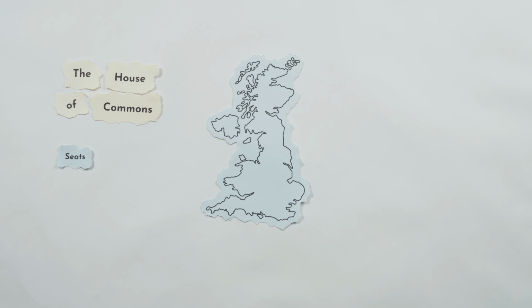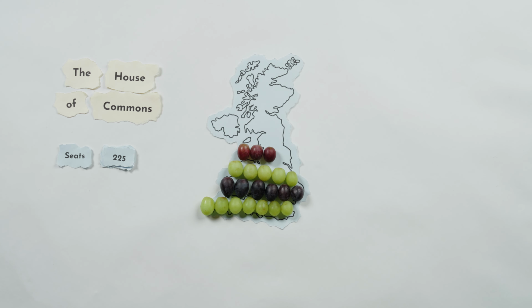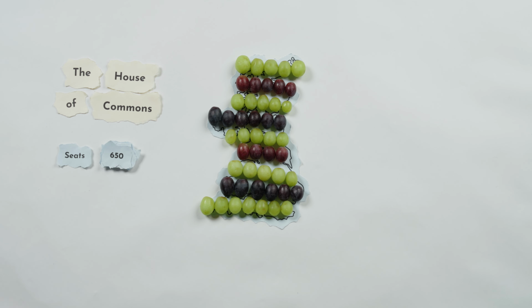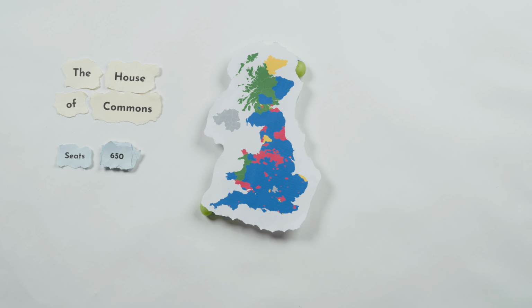This much more familiar house is home to the elected members of Parliament, or MPs, each representing one of the constituencies in the UK. Across England, Scotland, Wales and Northern Ireland, there are 650 constituencies, meaning 650 seats. One seat equals one MP, voted in by us, the general public, in a general election. This is meant to happen every 5 years.